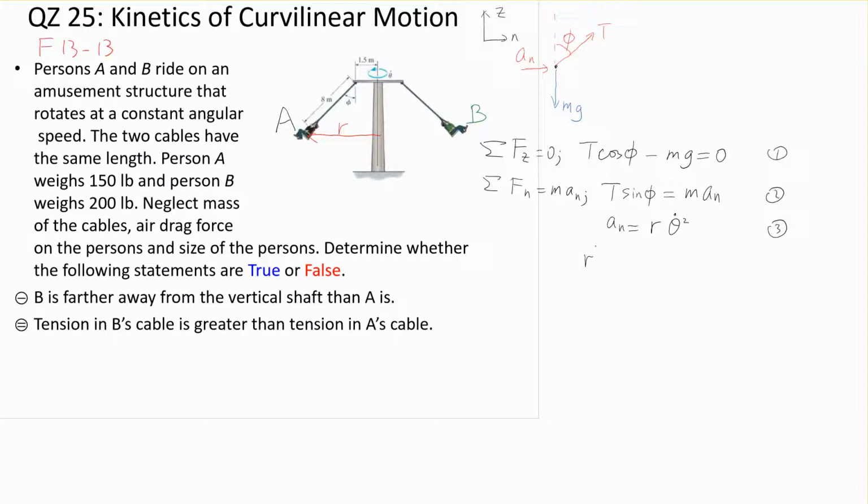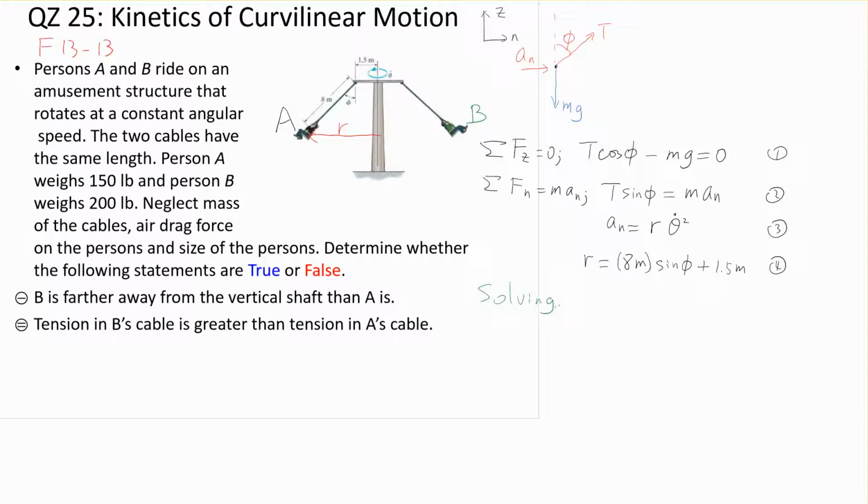The fourth equation would be this equation. This radius r should be equal to the cable length, 8 meters, times sine phi, plus that distance, 1.5 meters. Okay, we have four equations and four unknowns now. So we can solve these equations and get a unique set of solutions. In theory, we're not going to solve the equations in detail. We're just going to solve the equations to a degree that we can actually answer these questions.